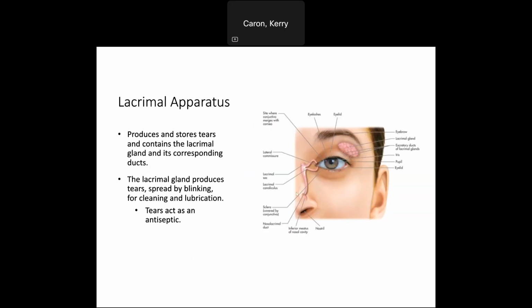Okay, also within the eye is what we call the lacrimal apparatus that produces and stores tears. It has the lacrimal gland, ducts, and a lacrimal opening. The lacrimal gland produces tears, and when we blink, that cleanses and lubricates the eye. And our tears have antiseptic properties. It prevents an infection of the eye.